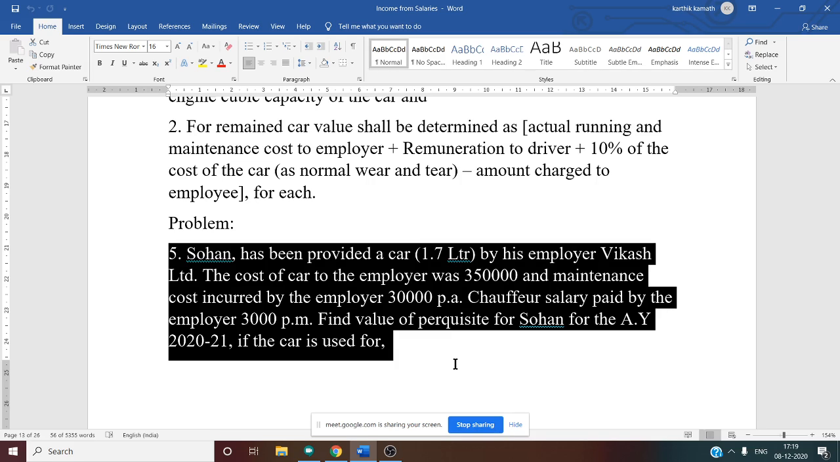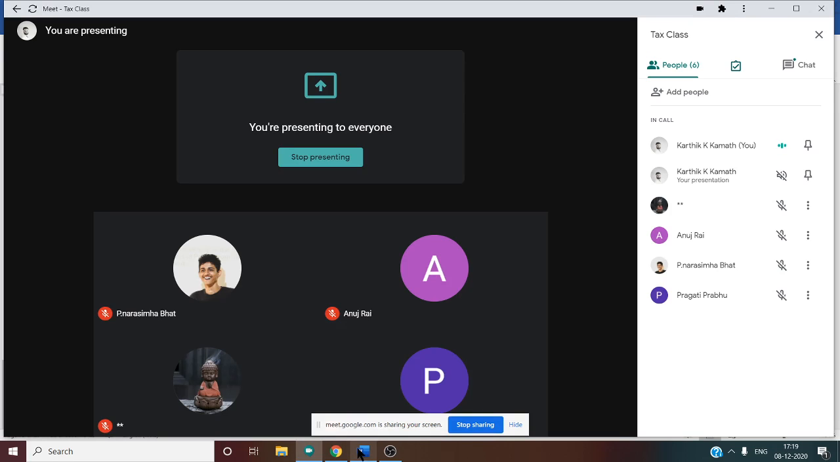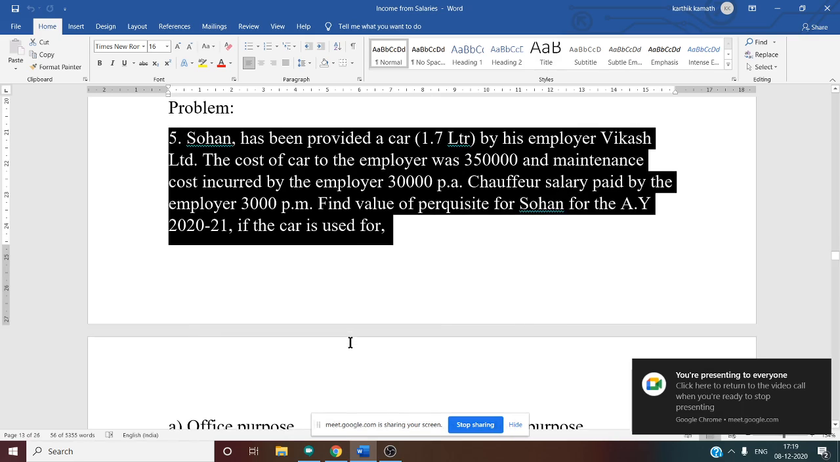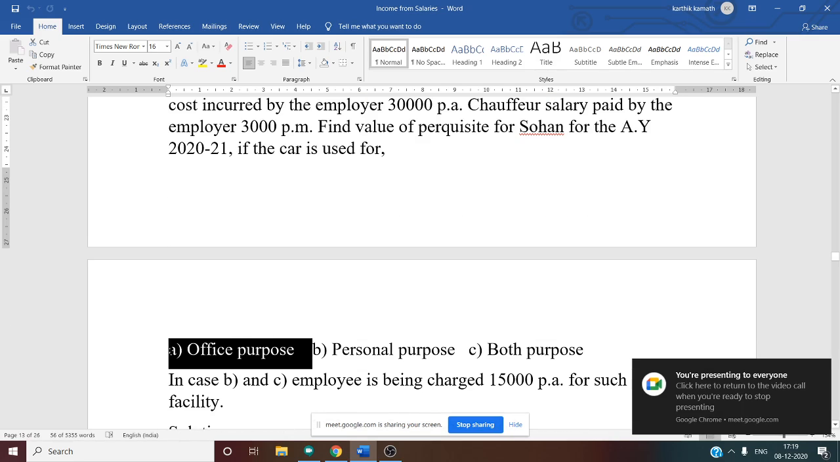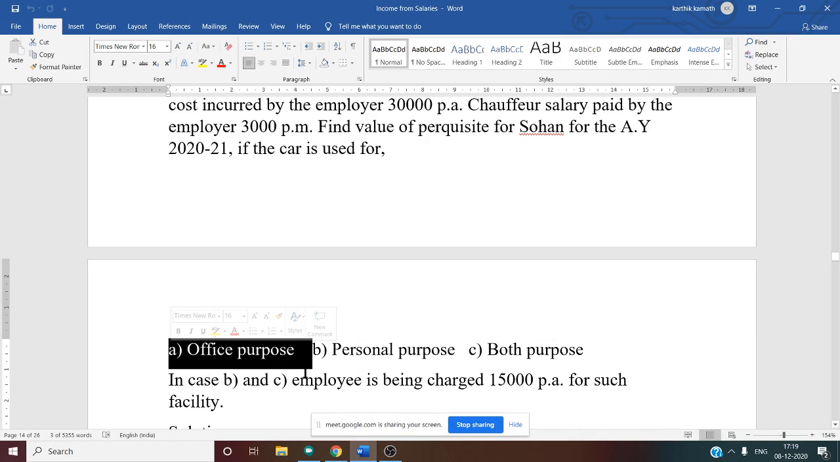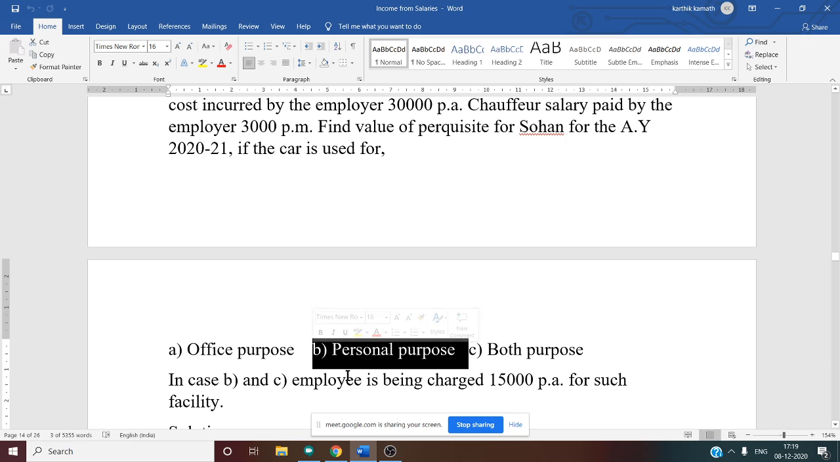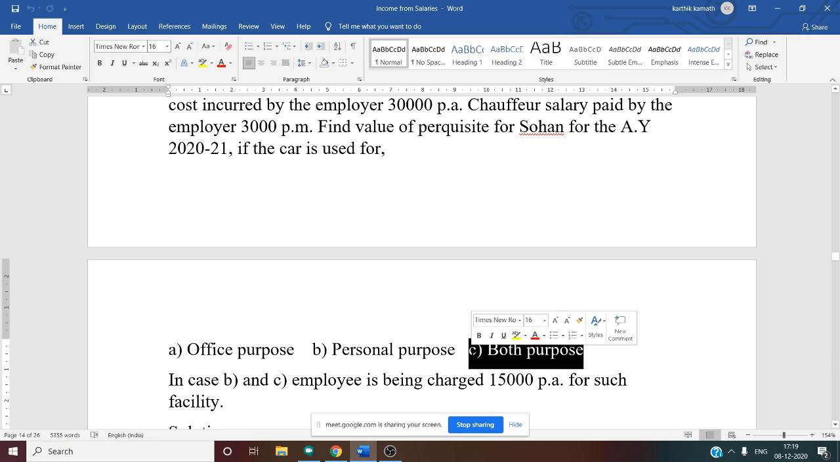for the assessment year 2020-21 if the car is used for. So now there are various cases that we have to see. What are those cases? See this. First one, it is for official purpose. First case, you have to find out perquisite value when car is used only for official purpose. Second, only for personal purpose or private purpose. Third one, it is used for both purposes. Both purposes means official as well as personal purpose.